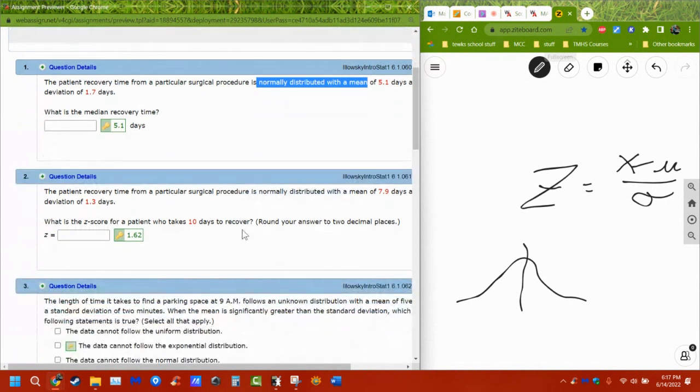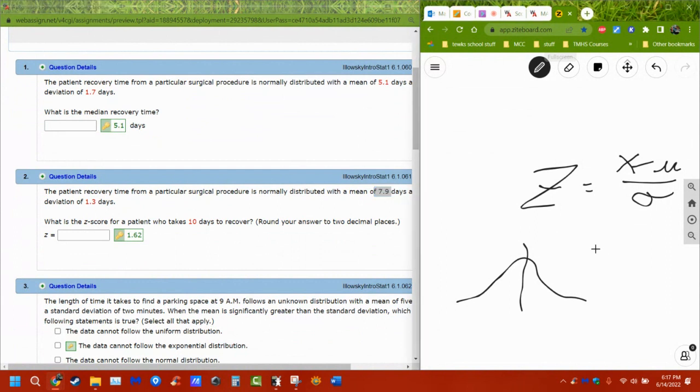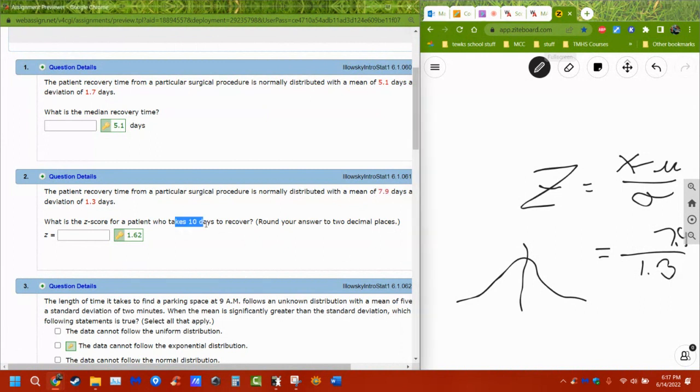The next one asks us to do a little work. Same type of problem, except they've changed the numbers now. So we have 7.9 days. The standard deviation is 1.3 days. And we want to know if somebody takes 10 days to recover.